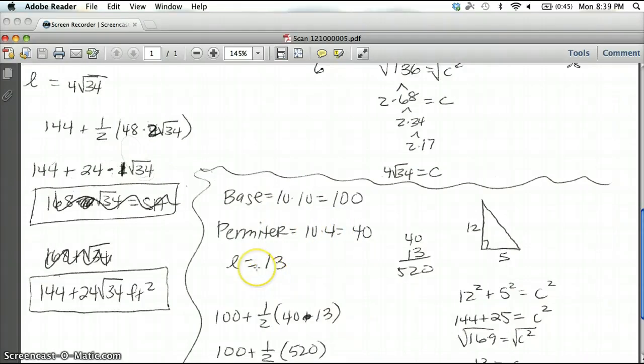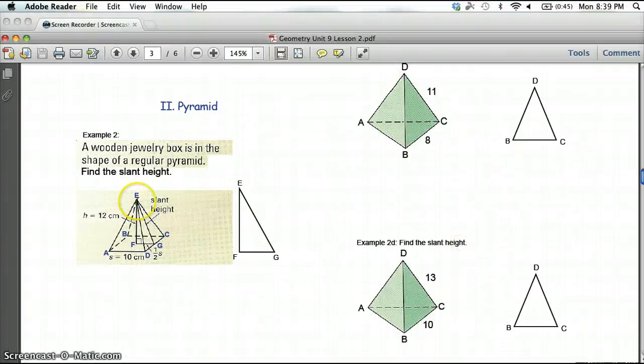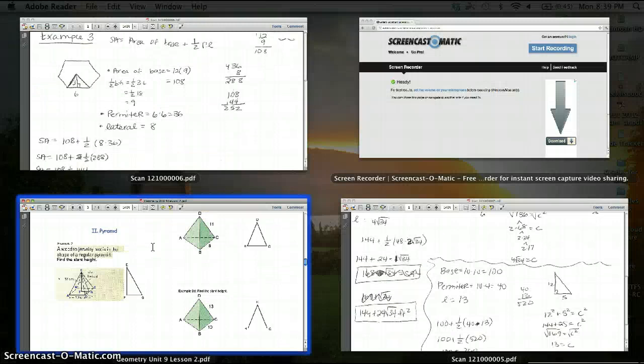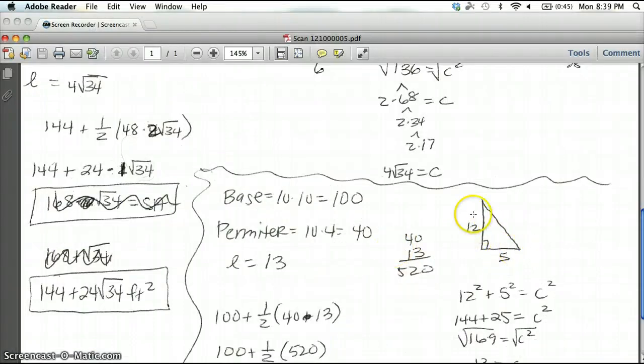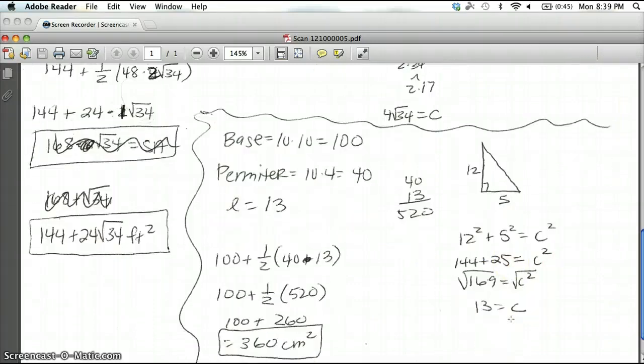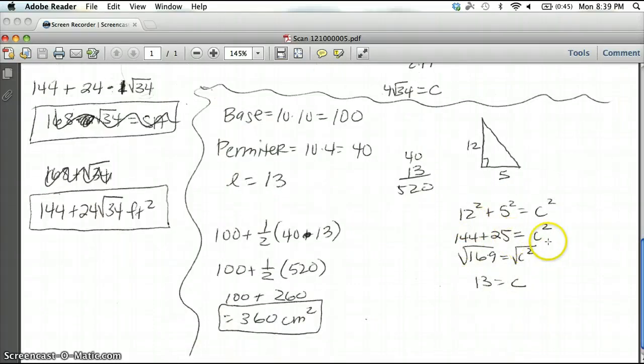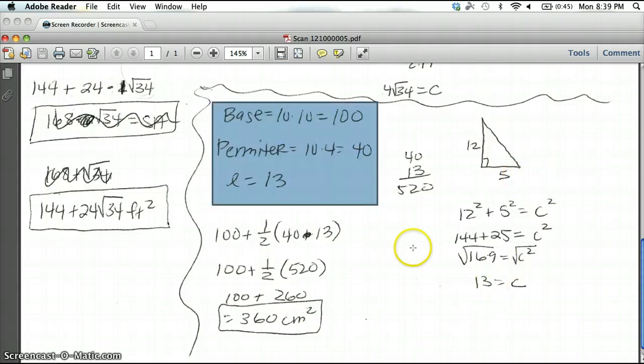And I need to figure out what my slant height is, because again, it doesn't give you my slant height, but it gives you that my height is 12, and then half of my actual base, which is 5. So I went ahead and drew it out. I've got 12 and 5. 12 squared is 144, and 5 squared is 25. So 144 plus 25 is c squared. 169 is c squared. I want c by itself, so I square root both sides, and I get c is equal to 13. So my slant height is 13, which I went ahead and labeled for you up here.